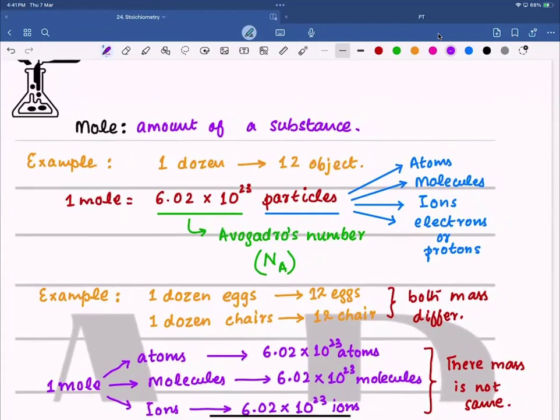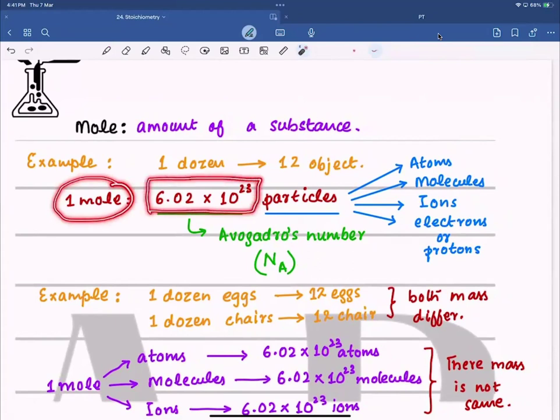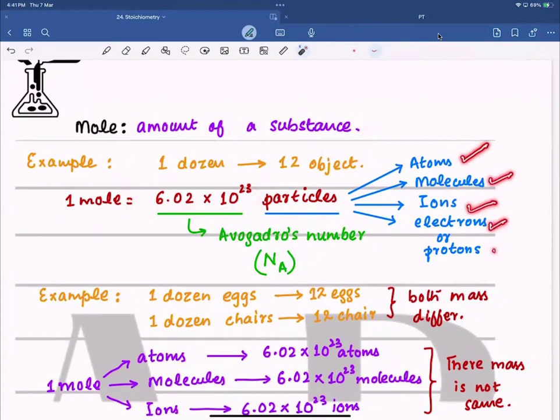In the same way, whenever we use the term 1 mole, it means that substance has this much quantity, that it is equal to 6.02 exponent 23 particles. It is always for the particles. And what type of particles are there? The particles can be atoms, molecules, ions, electrons or protons. So if I'm saying 1 mole for anything, it means there are this amount of that specific particles.